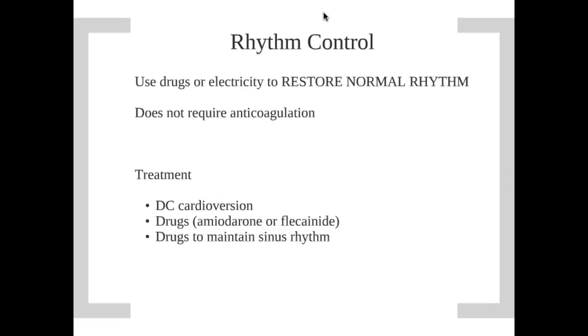The next approach is using rhythm. So saying, we're not happy with the patient to be in atrial fibrillation, we want to get them out of it. How do we get them out of atrial fibrillation? We use either drugs or electricity. Let me give you some common examples.